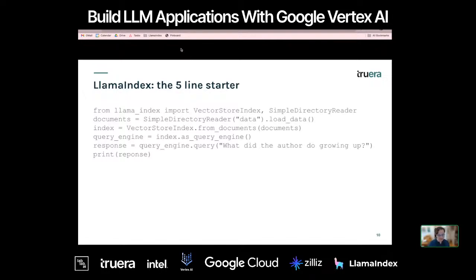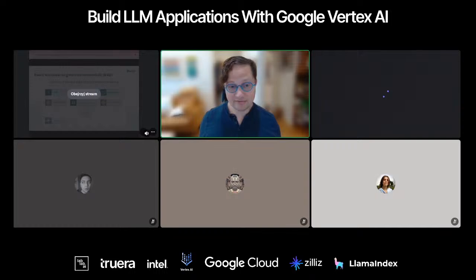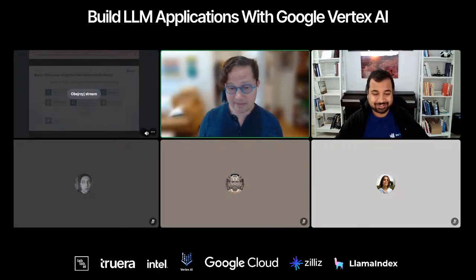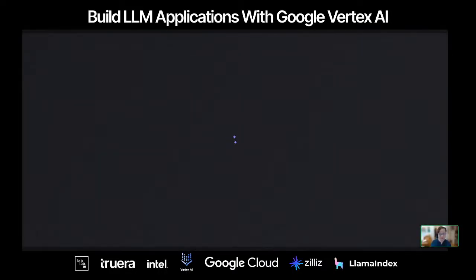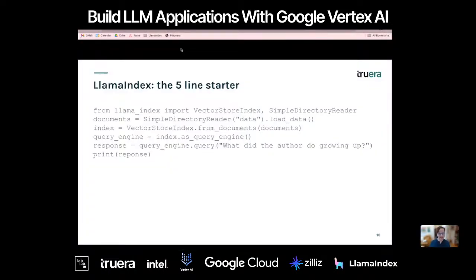So let me talk about LlamaIndex for a second. This is the famous five-line starter that you use for any LlamaIndex application. The second line there you can see is where we're loading the documents. That's the loading stage. We are just, in this case, pulling documents directly from the file system into Python. The second stage is the indexing. We are taking those documents and we're indexing them and putting them into a vector store. In this case, the vector store is in memory. The query engine provides you with a way to query the documents that are now indexed in the vector store. And then finally, you can run your queries.